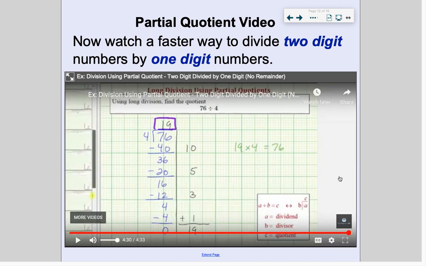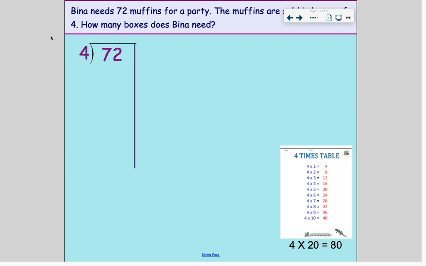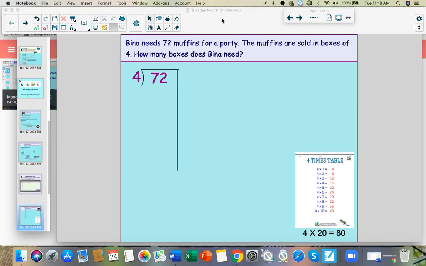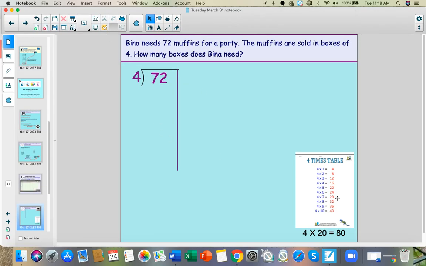I think that video was really helpful, okay? If you need to listen to it again, please rewind it and listen to it. Now, let's try and do the same problem using this method. So like the gentleman had said, we have our multiplication table on the side.